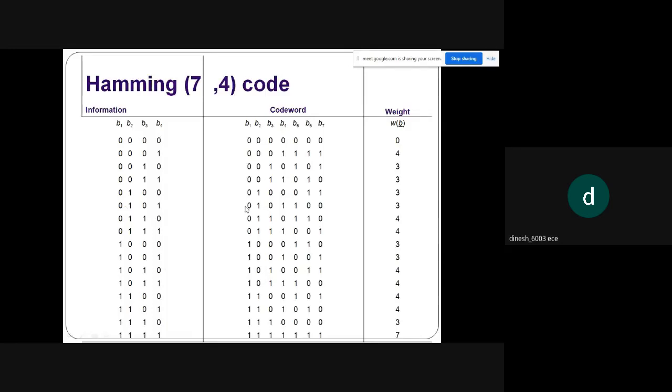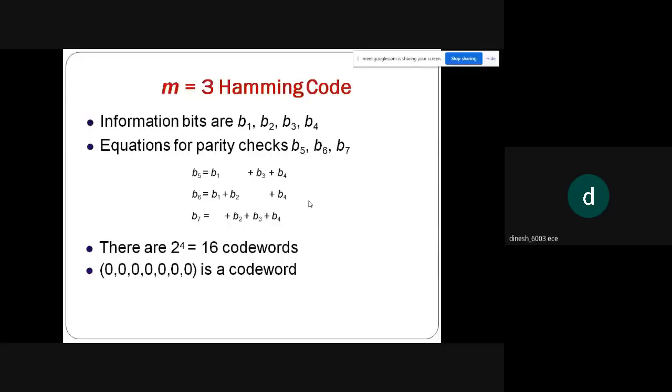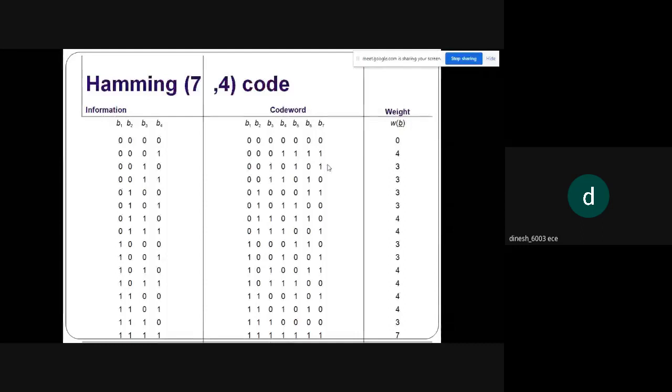B1 B3 B4. You'll be getting B5 as 1. B1 B2 B4 modulo 2 addition, you'll get 0. Similarly for B7 you'll get 0. So for each and everything you need to check. So that's why I am giving you 2 or 3 minutes for checking that. So check.